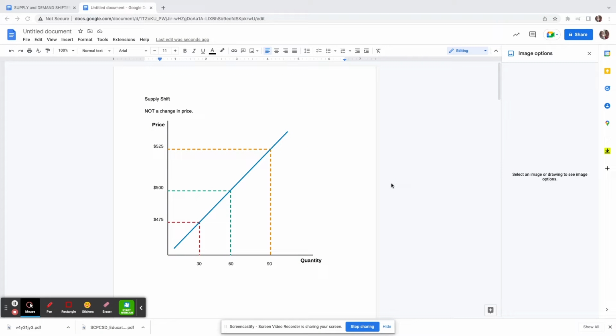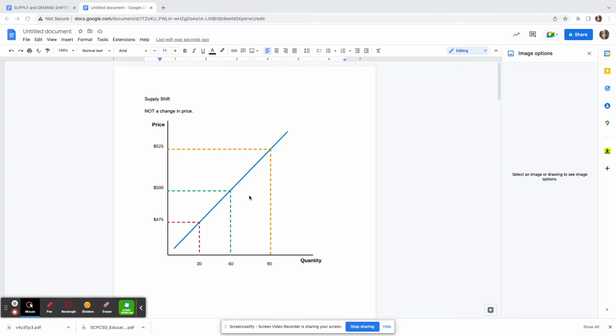Okay, so this is the second video in the supply and demand lesson. In the first lesson we looked strictly at supply and demand, creating that graph, getting your supply and demand lines graphed correctly, and finding equilibrium. In this lesson, we're going to use those same graphs, but we're going to be adding in a shift in supply or a shift in demand. So let's look at what that means.